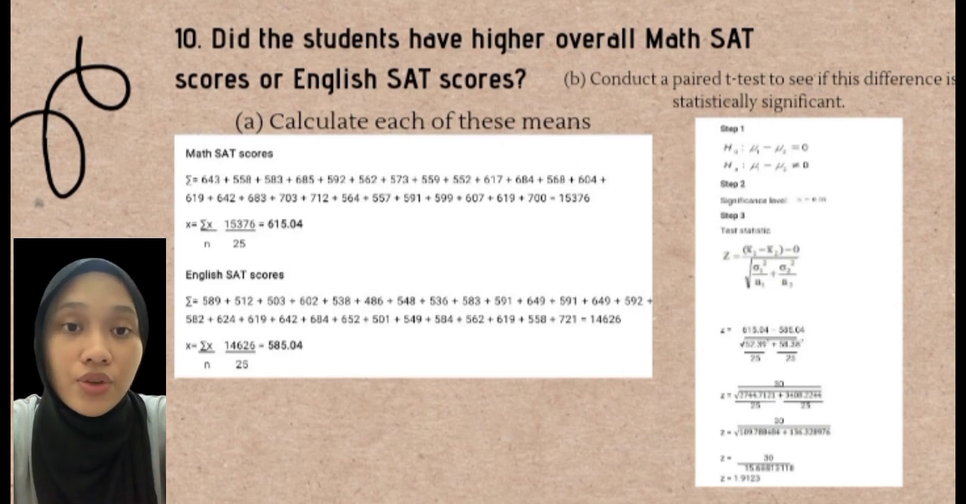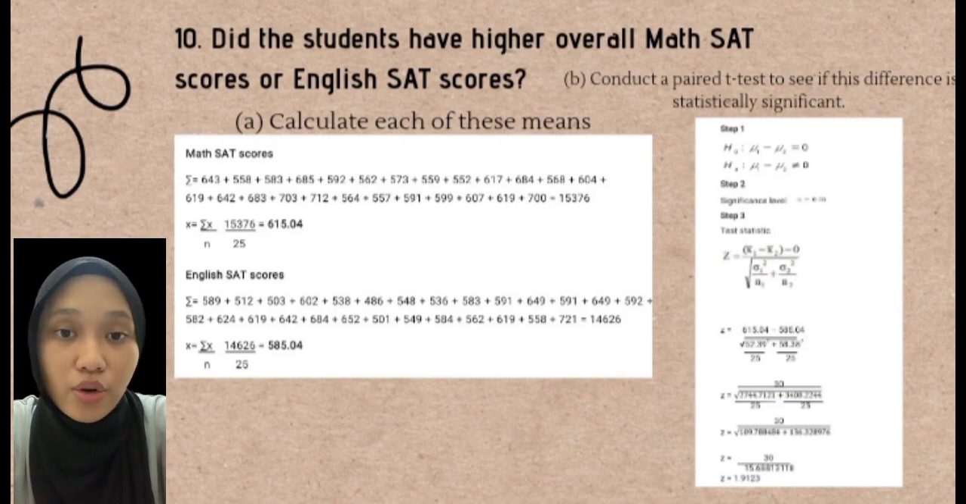Step 3, we need to use testing for two population means. Firstly, the hypothesis. Secondly, the significance level. Thirdly, the test statistic using the formula. Fourthly, the decision rule. And lastly, the decision. So the answer is 1.9123 bigger than 1.96. We reject H0 and we can conclude that the Math SAT scores and English SAT scores means are not equal, or there is a significant difference between the Math SAT scores and English SAT scores.